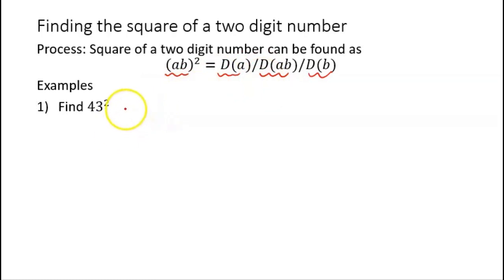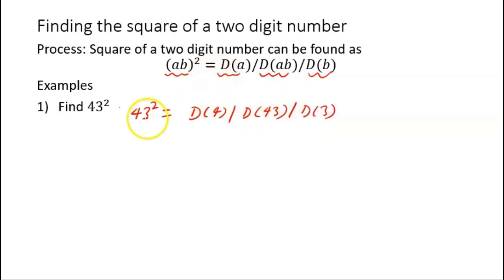So suppose I take 43 square. If I have to find the square of 43, I will write duplex of 4, then duplex of 43, and then duplex of 3. So you can see that there is a pattern. We will start with a single digit, then the second digit, 2 digits, and if we have a 3-digit number, then 3 digits, and then we will go back from 3 to 2 and then 2 to 1. I will explain through multiple examples, don't worry.